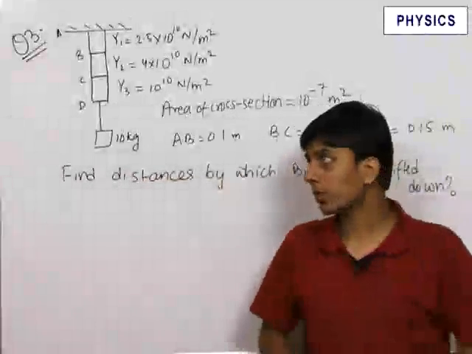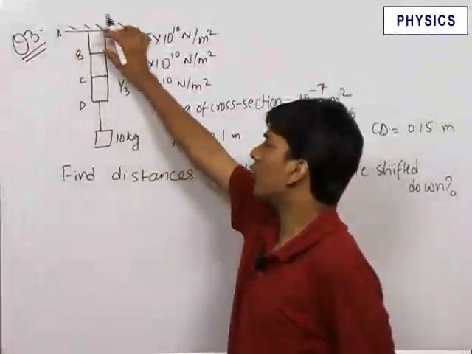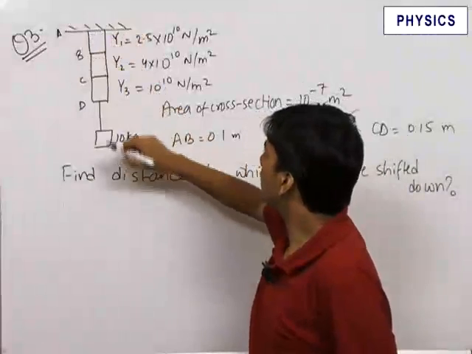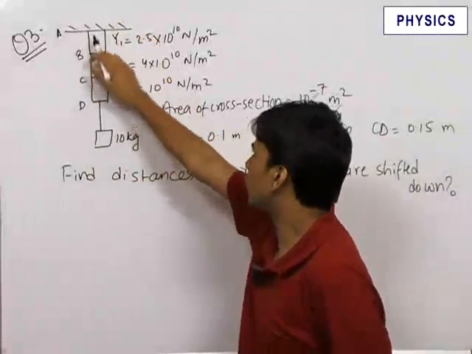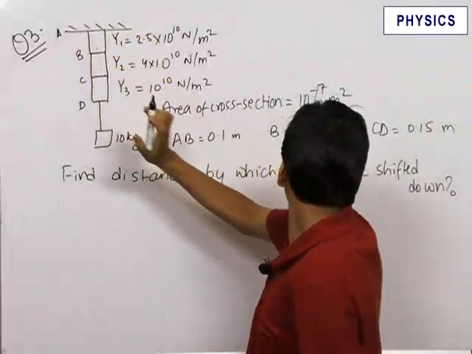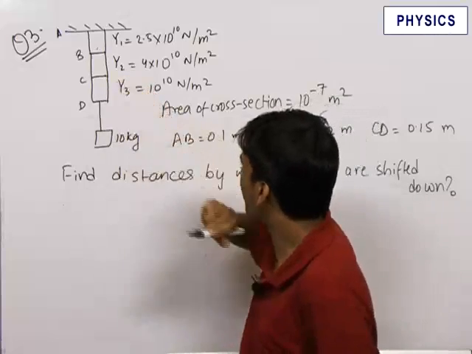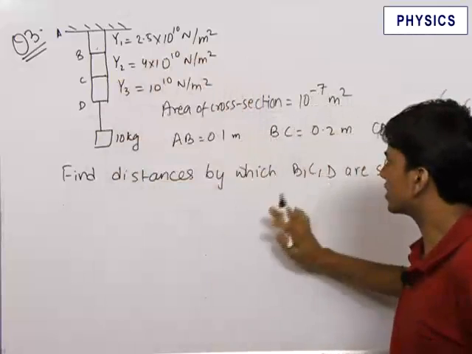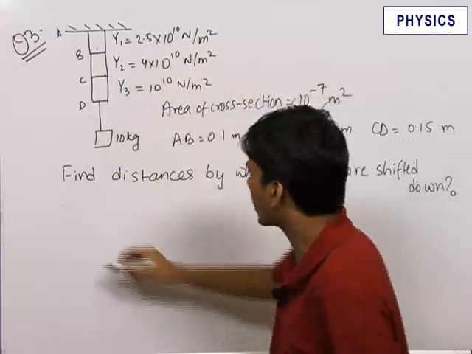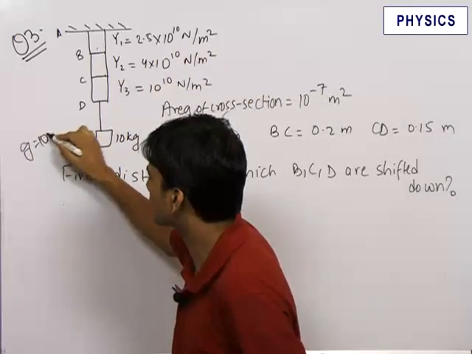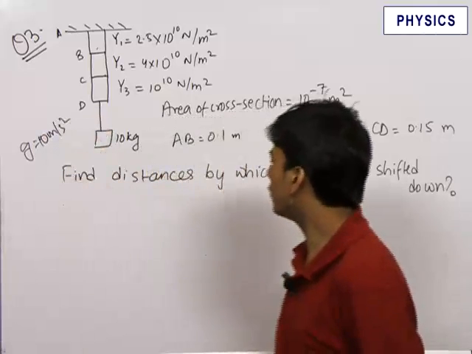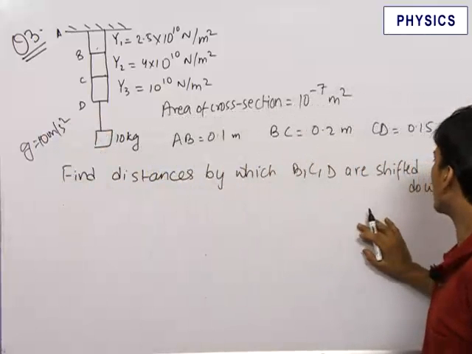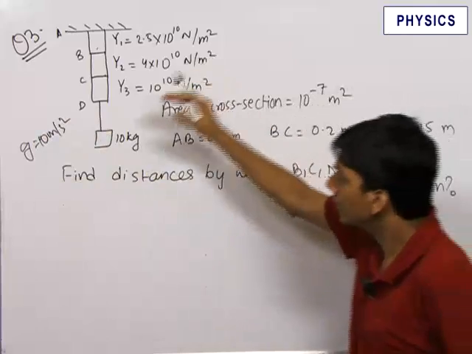Here's again a pretty simple question in which there are three blocks A, B, B, C and C, D, each of whose lengths are given. This is 0.1 meters, this is 0.2 meters and this one is 0.15 meters. The respective Young modulus is given and the area of cross section is given, and this is the 10 kg mass hanging over here. G can be taken to be 10 meters per second square. We need to find out the distances by which B, C, D are shifted down.